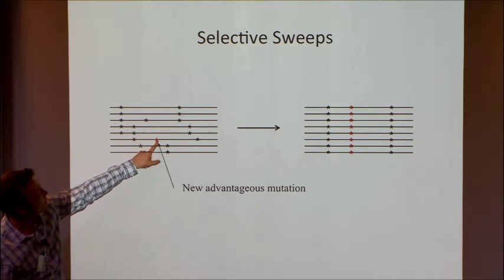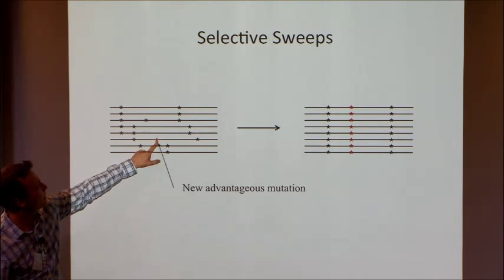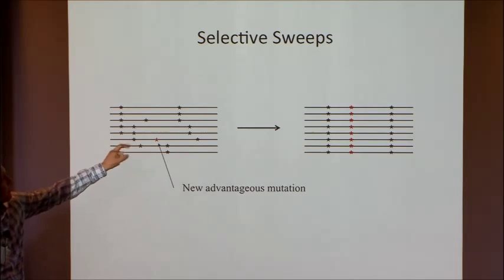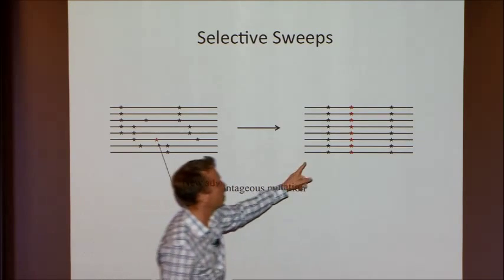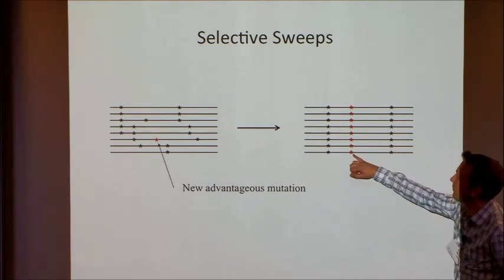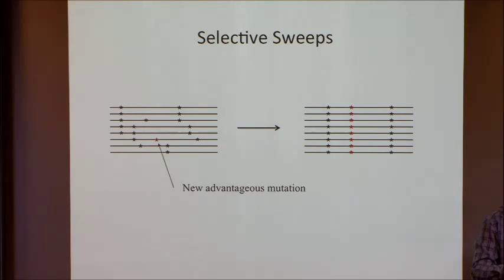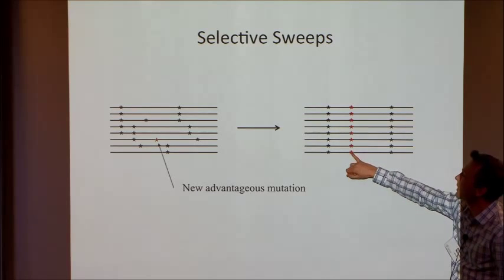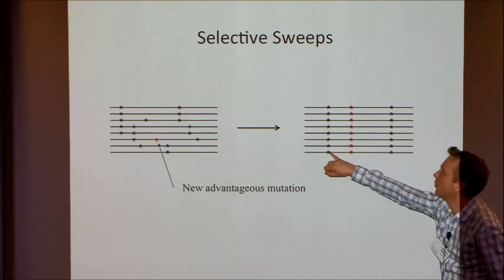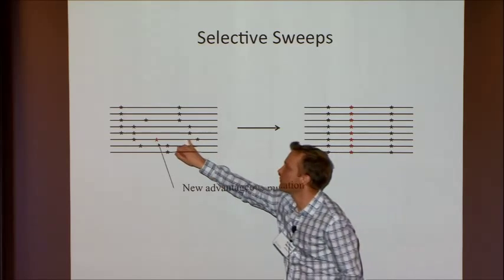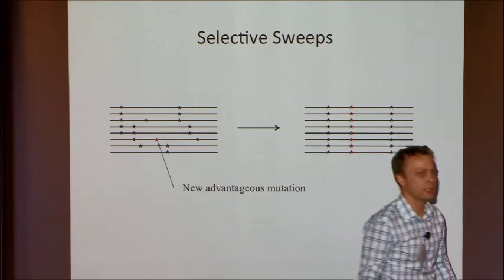You imagine that at some point in time, there's a new advantageous mutation that lands on a chromosome. If it's advantageous, with some probability, eventually it will go to fixation, so all individuals in the population will carry that mutation. But if there was no recombination, then it's not just that mutation that goes to fixation, it's all the linked mutations, these mutations that were sitting on the same chromosome as the advantageous mutation.